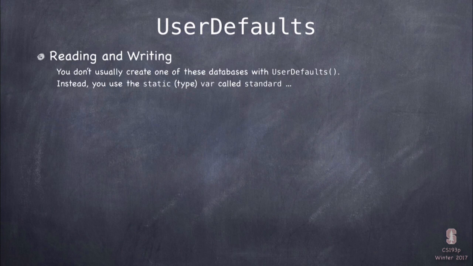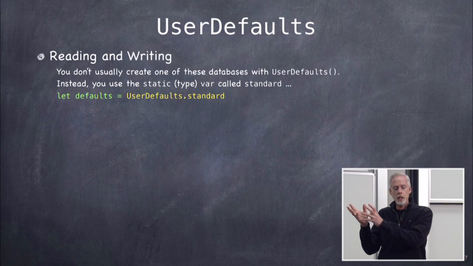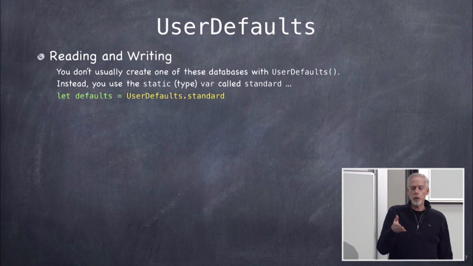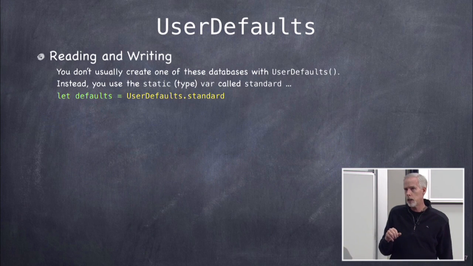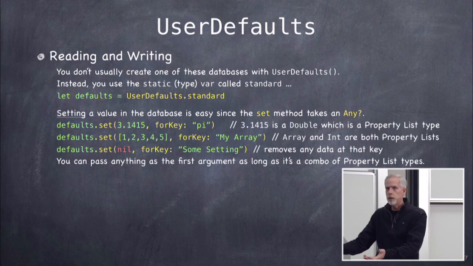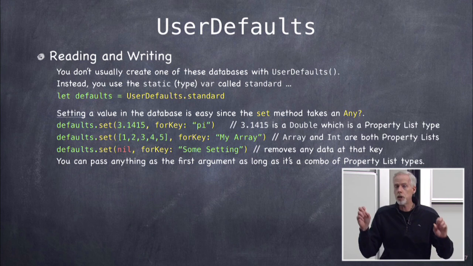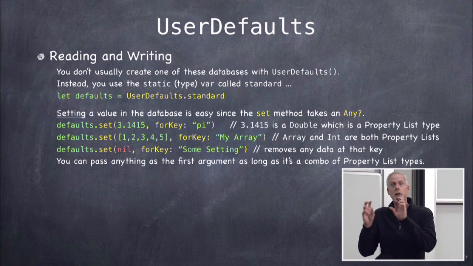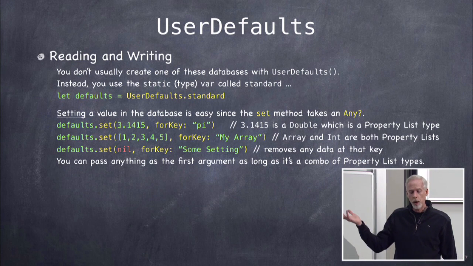Okay? And the way you read and write it, you don't create a user default by saying let x equal user defaults with parentheses. You say let defaults equal user defaults dot standard. So that's a type var on the user default struct. Okay? And you get this standard user default, and then you can send it things like set, that thing I was telling you, set any. And here I've got 3 different sets, one of them setting a double, one setting an array of ints. An array of ints is okay because array is part of property list, and so is int. So that's okay. That's a property list. An array of ints is a property list. So is a double, because it's one of those types. And I just set them in there.